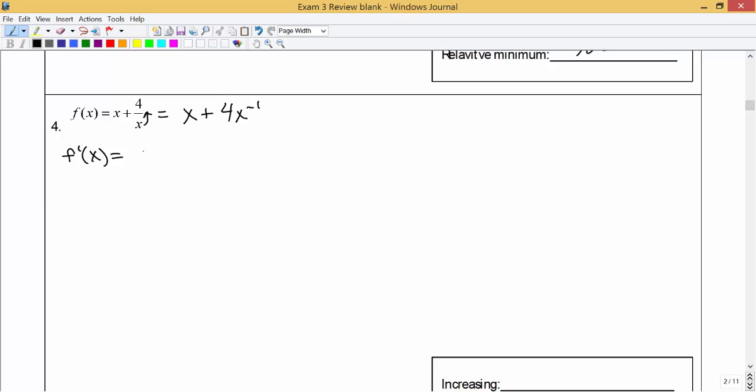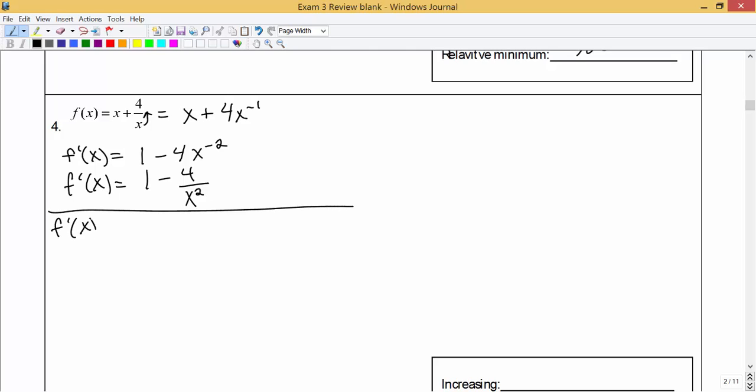So the derivative of x would be 1. And then for the second term, we would get negative 1 times 4, so it's negative 4x, and then reduce the power by 1. And I'm going to rewrite the first derivative with only positive exponents. So I'm going to bring that x squared back down to the bottom of the fraction. Now we're going to be looking for two things: where the first derivative is 0, or where the first derivative might come back undefined. So let's set our first derivative equal to 0.